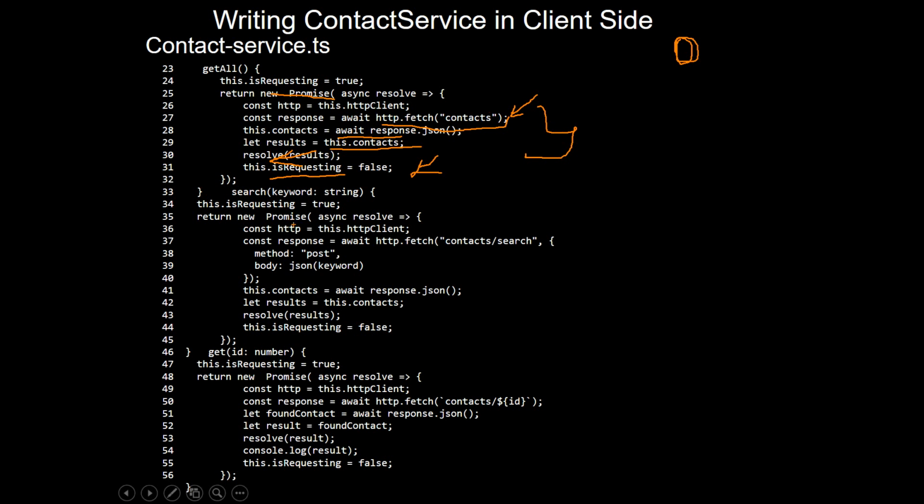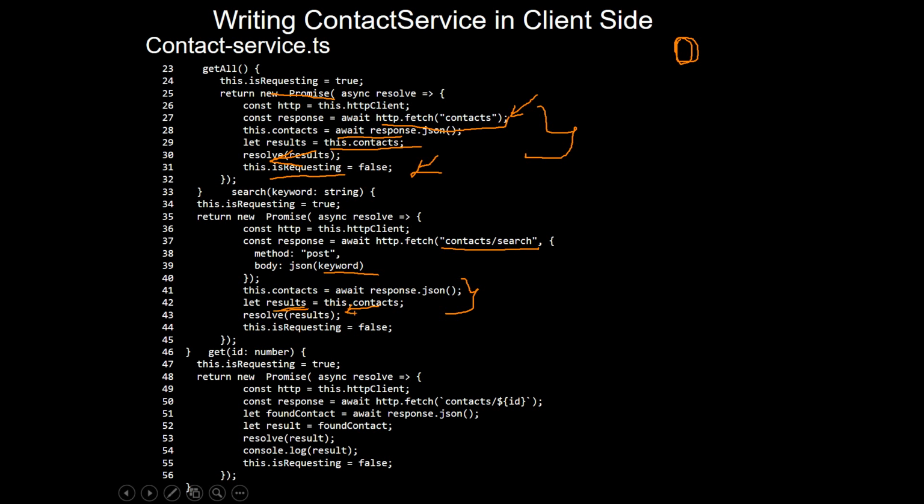And the next one is search. As we know, we are going to be calling the contact/search endpoint, and we pass the keyword in the body, and then we'll wait for the response, and whatever contacts are returned by that search API endpoint is going to be assigned to a local variable result, and we'll resolve it.